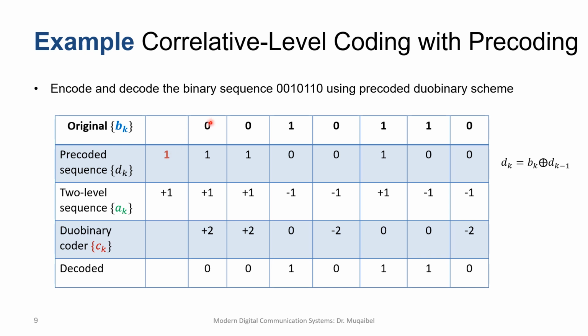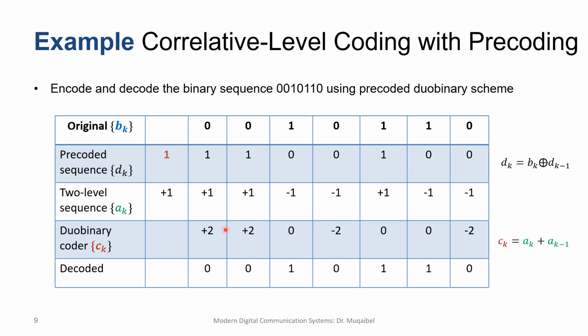So these two XORed give you 1. 1 XORed with 0 gives 1. 1 XORed with 1 gives 0. So this is how it works. 1 with 1 gives 0. 0 with 0 gives 0. Now if you want to go to the 2-level, that's relatively simple. We just use polarity. So 1 will give you plus, 0 will give you minus.